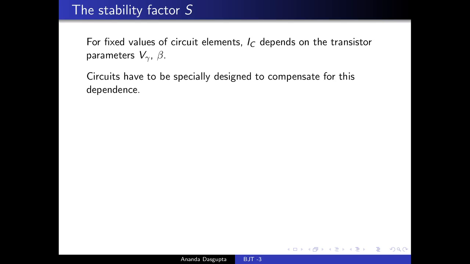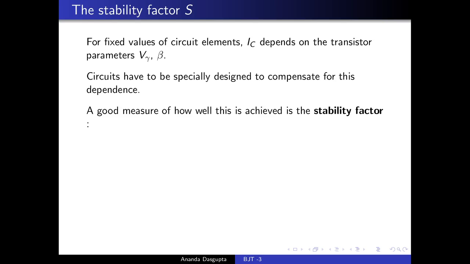Now, how good is your circuit? How good is your circuit design? In order to keep track of that, we can think of a measure which is called the stability factor. This essentially measures how well your circuit stands up against variations of temperature. What you do is simply calculate this partial derivative: the partial derivative of IC with respect to ICO, which of course is the other quantity which IC depends upon. So del IC by del ICO at fixed values of V gamma and beta.